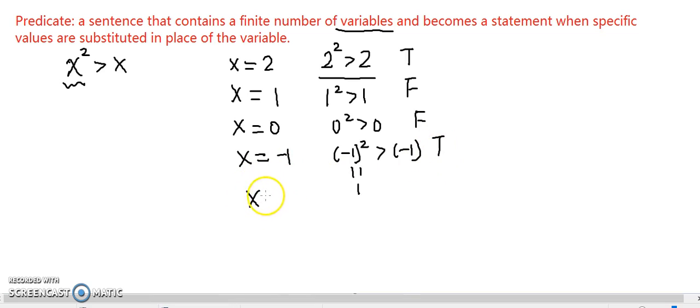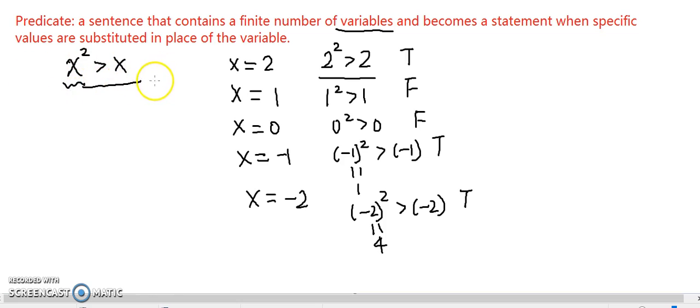Now we can pick negative 2. Negative 2 squared is greater than negative 2. We know negative 2 squared is 4, and 4 is bigger than negative 2. So that's true. Here I only picked the integers. Usually when we are given a sentence like this, the variable x should be given a range, what kind of numbers x can take. So in this example, let's assume x is a real number.